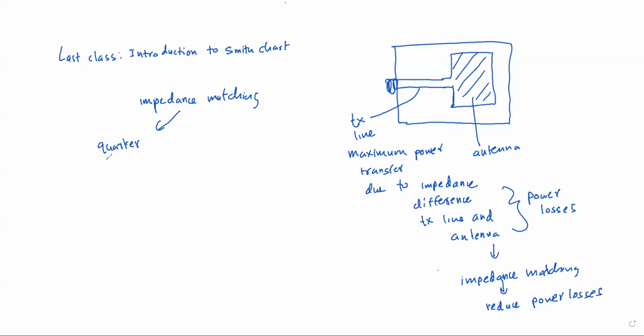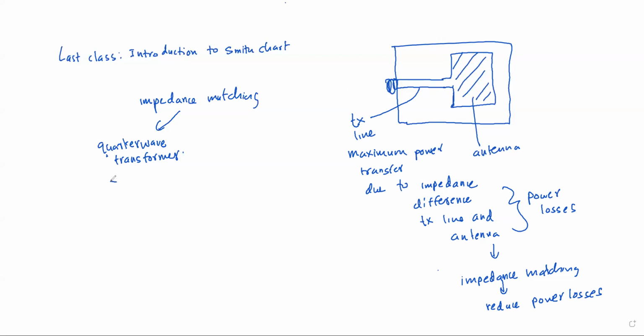We learned about quarter wave transformer based matching, I think, right? Basically, in a quarter wave transformer, what we do is we connect a transmission or conducting line of a certain length in between the load and the transmission line.